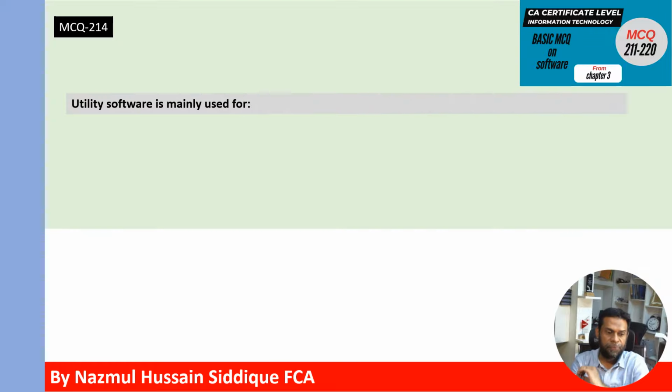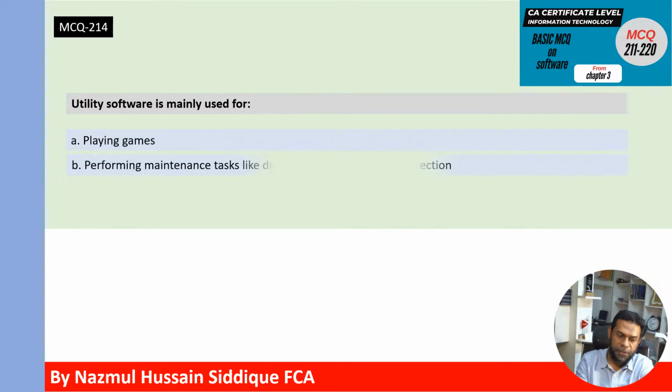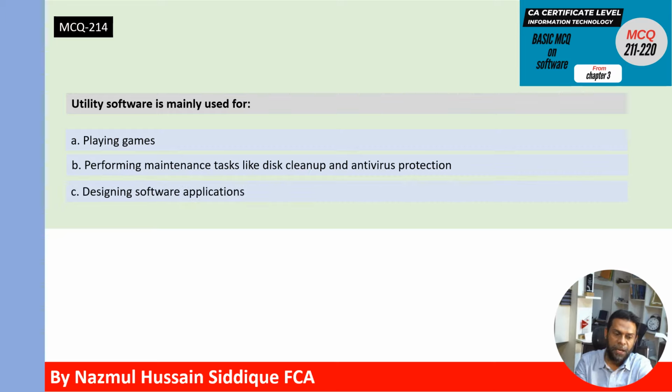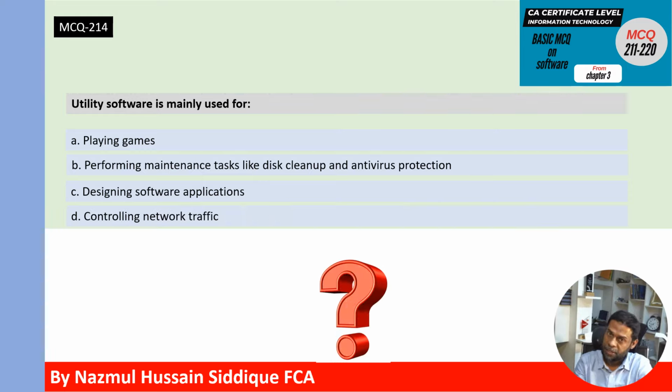Next question. Utility software is mainly used for: playing games, performing maintenance tasks like disk cleanup and antivirus protection, designing software applications, or controlling network traffic. Which one is the correct answer? Utility software is mainly used for performing maintenance tasks like disk cleanup and antivirus protection. So option B is the correct answer.